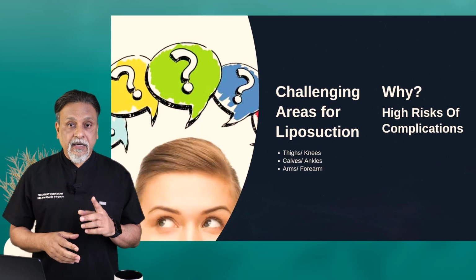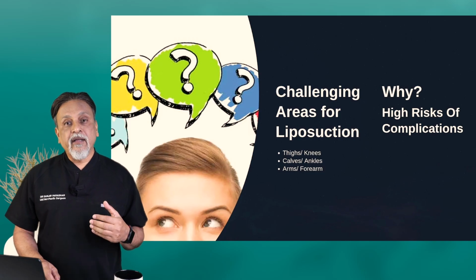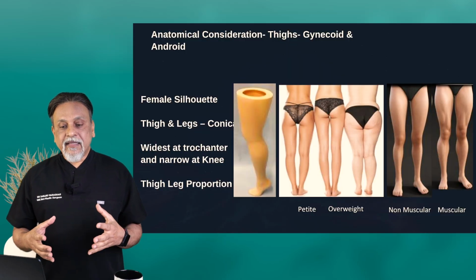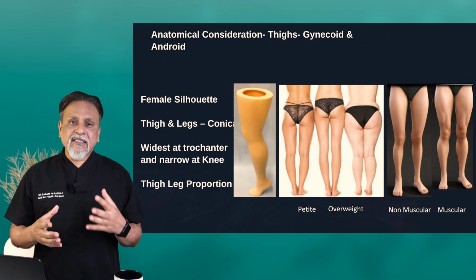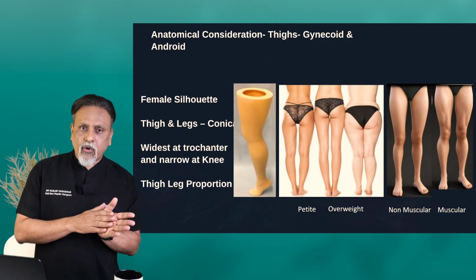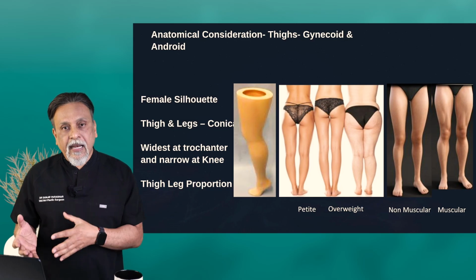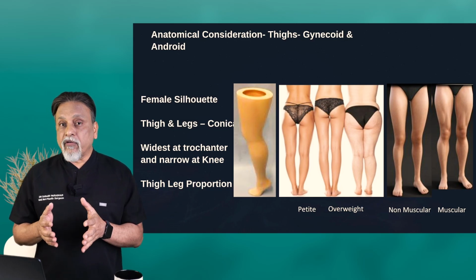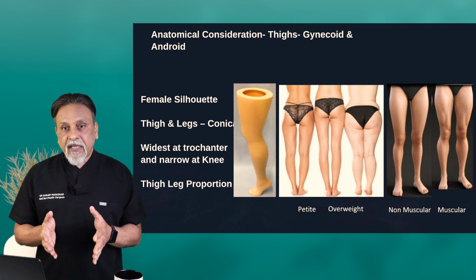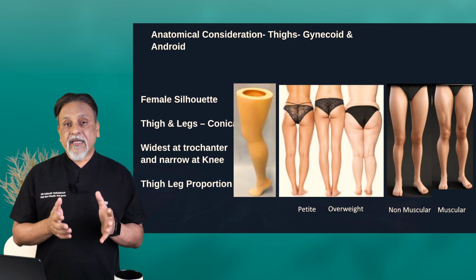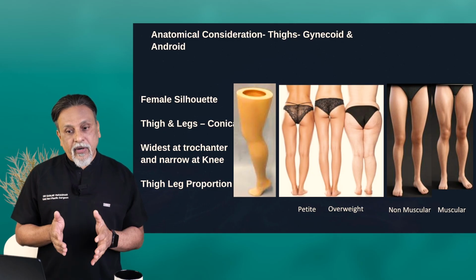Arms and thighs, particularly thighs, the lower limb, is very challenging. Why? Because the complication rates are very high. So let's look at the aesthetics of the thigh, particularly in the female, and I'll classify into gynecoid and android. It could be in males as well, they can have gynecoid kind of thighs, or a female could have android kind of thighs. But generally the thigh is like a conical structure where the widest part is the trochanter and it becomes narrow at the knee.